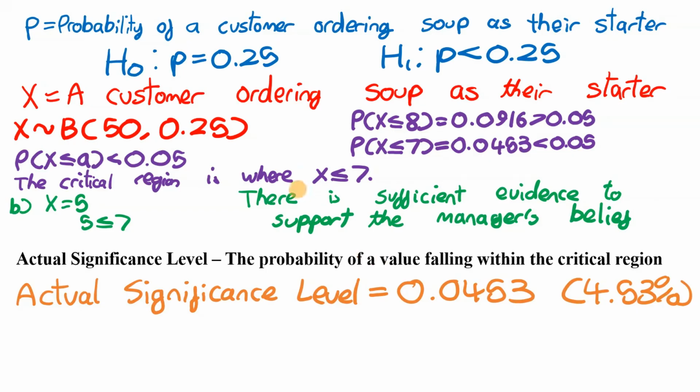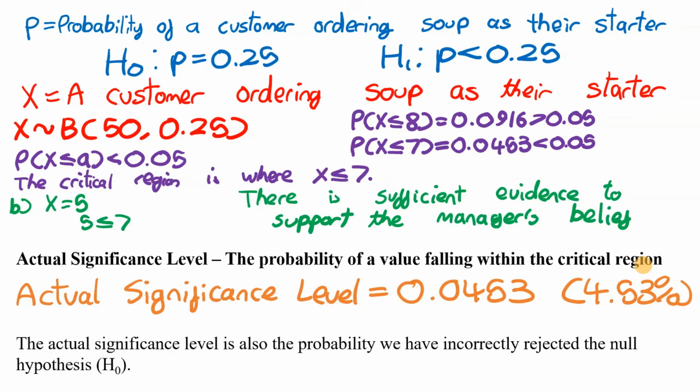This is the probability of x being less than or equal to 7, so this is the probability of a value falling within the critical region. Now, something it talks about in the textbook, and this has also been talked about in exam questions as well, is the actual significance level is also the probability we have incorrectly rejected the null hypothesis.